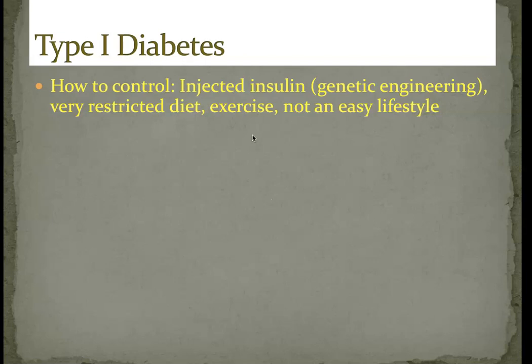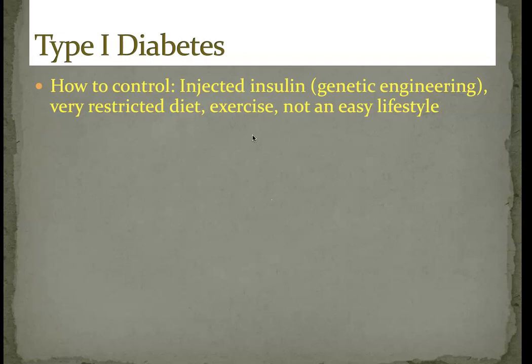They use genetic engineering for it. They've actually put the human insulin gene into bacteria, and the bacteria will make it. But they have to control their blood sugar as best they can. And they do this with a very restrictive diet. So their diet has to be very controlled. How much sugar they take in, how much protein and so on has to be controlled.